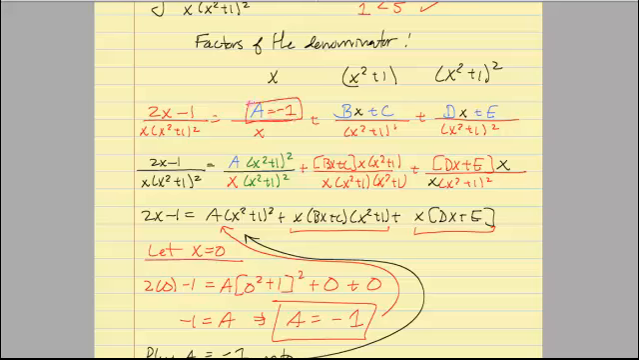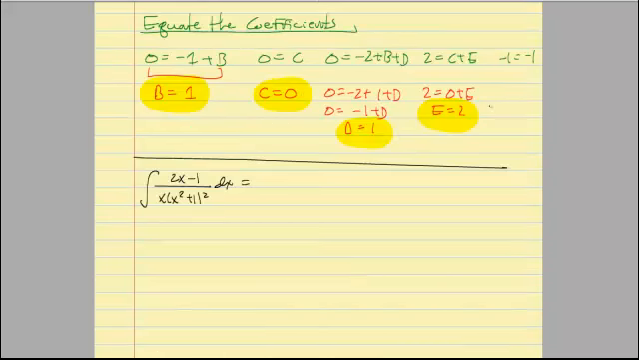So A was negative 1, we already figured that out. B is 1, C is 0, which is nice, it makes your integration easier. D is 1, and E was 2. And that's what I'm going to try and integrate now. So let's go ahead and scroll down, rewrite our integrand, and see what we can come up with.